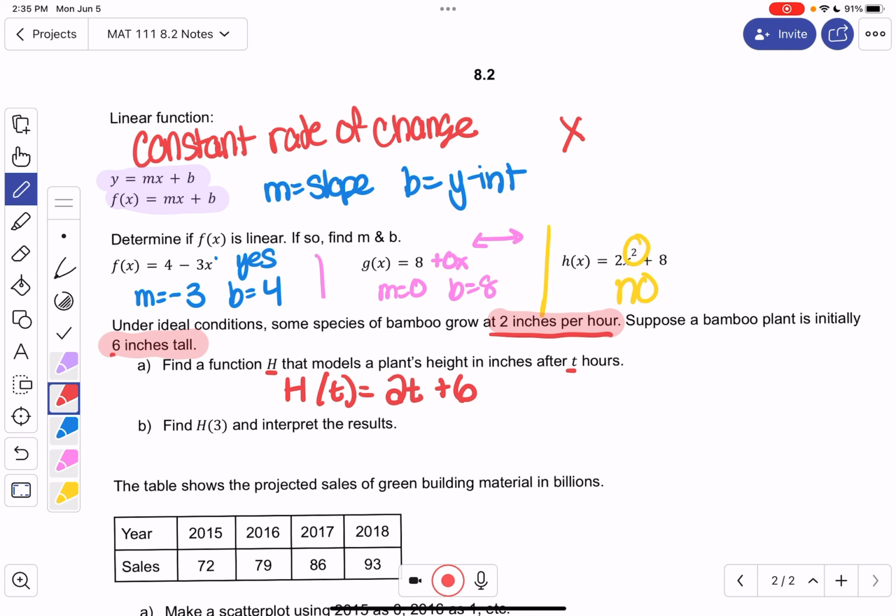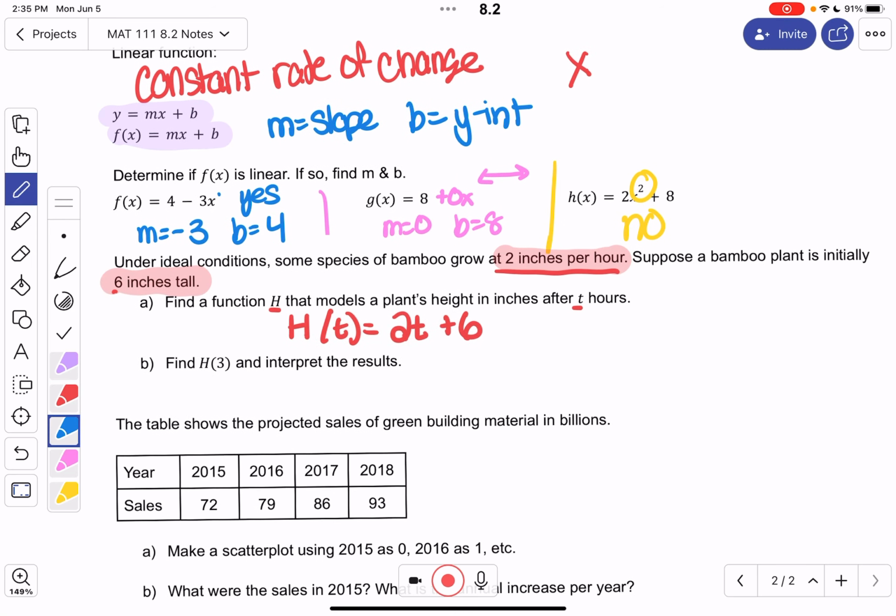There's our equation. Now we're saying find h of 3 and interpret, so we plug 3 in for t. 2 times 3 is 6, 6 plus 6 is 12, so there's our value. And the interpretation of that is that at 3 hours, the plant would be 12 inches tall.